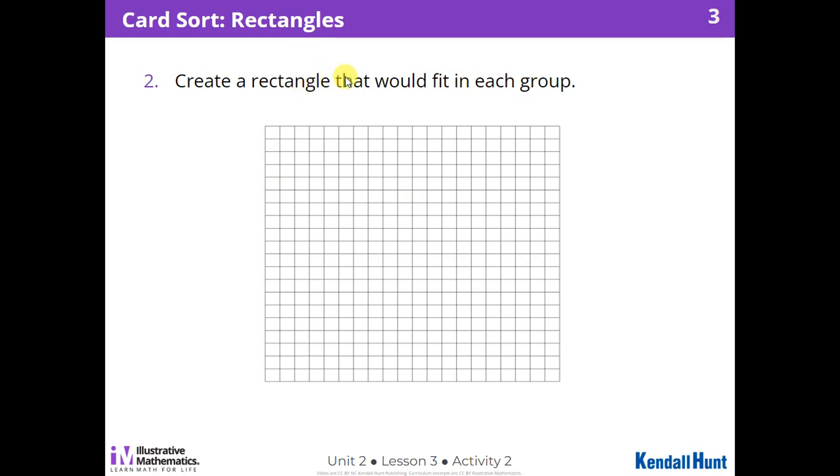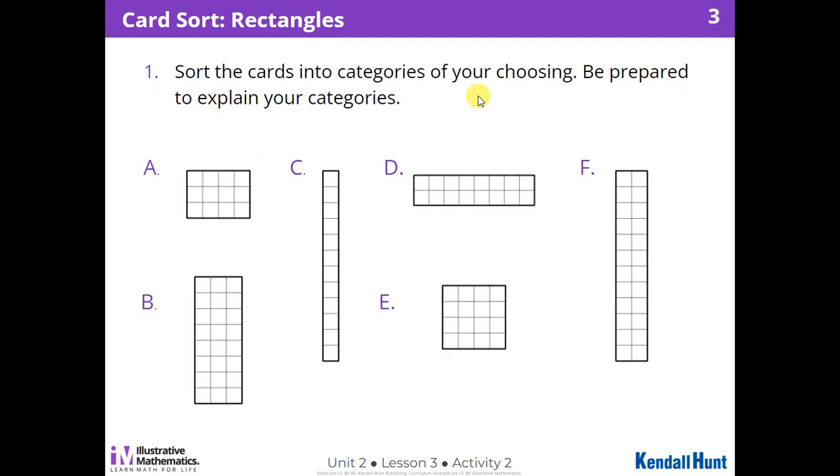Okay, create a rectangle that would fit in each group. Okay, sorry, I just flipped two slides together.